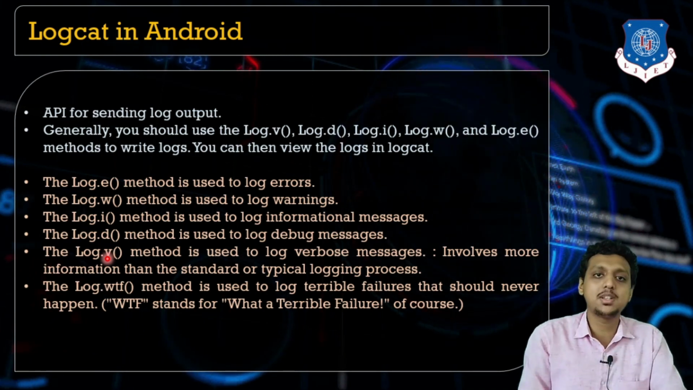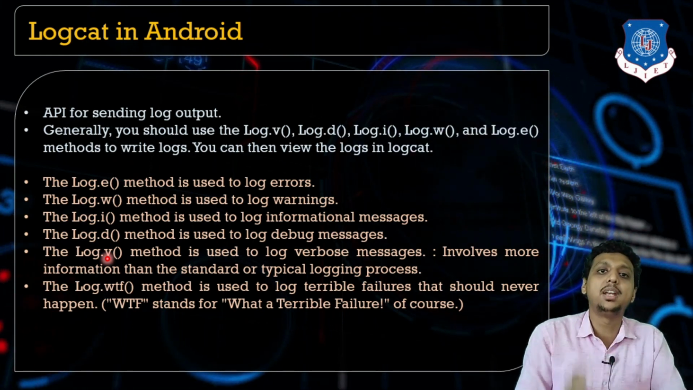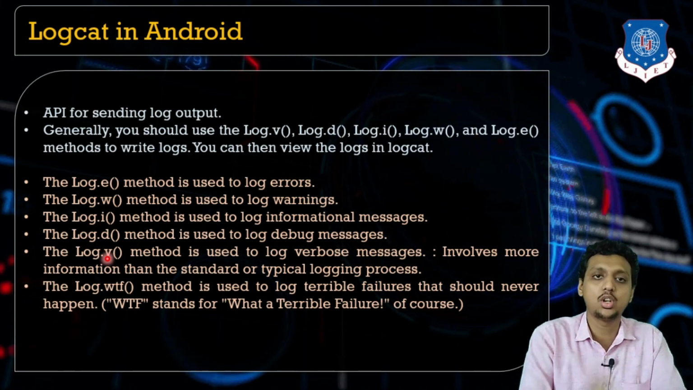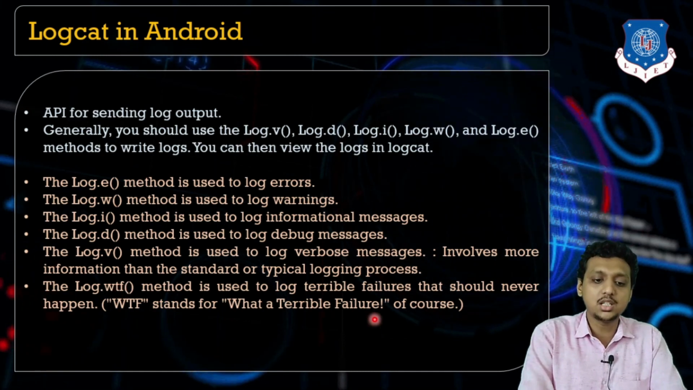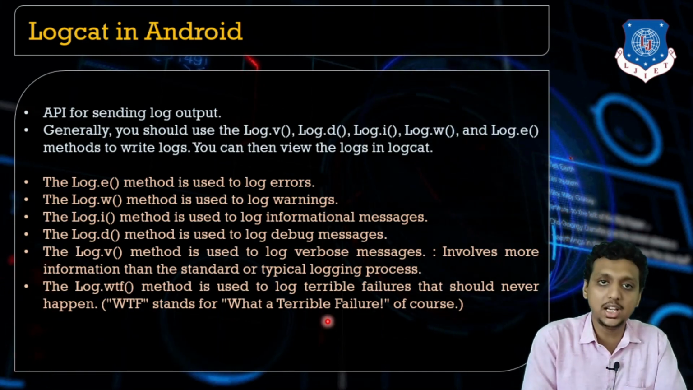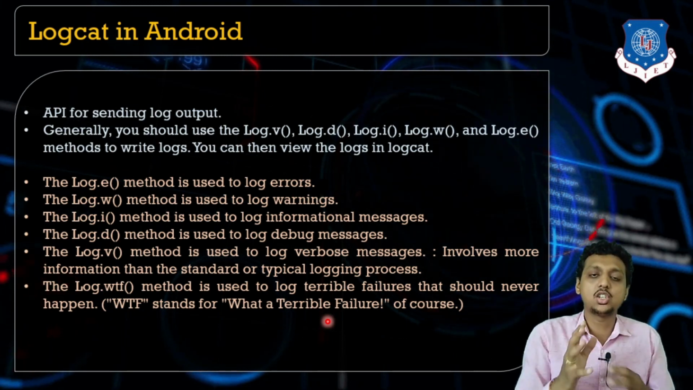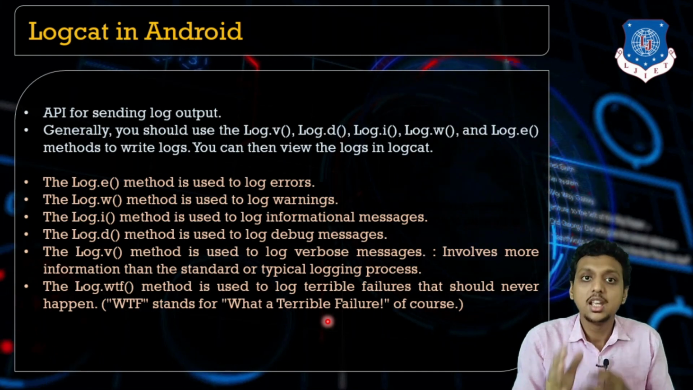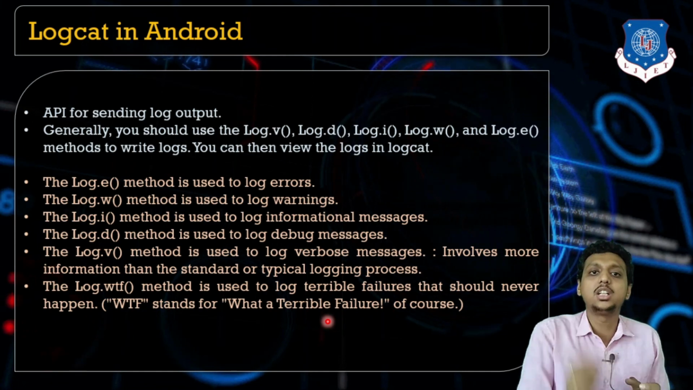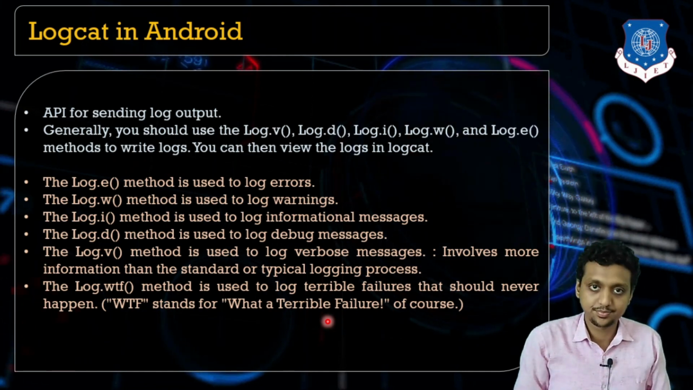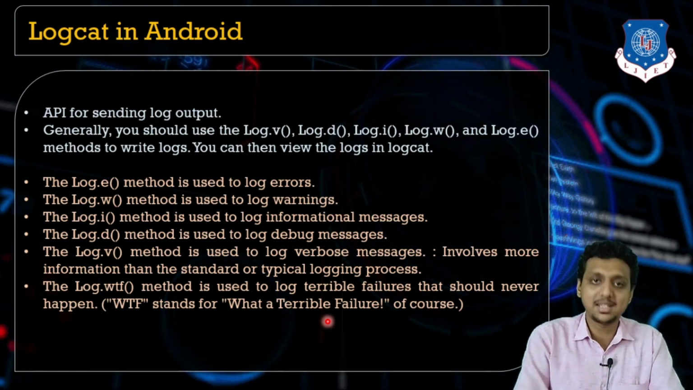When you talk about verbose messages, that means it contains not only abstract information, it contains very brief introductions, or we can say detailed information of a message. Next, WTF. WTF stands for, students, what a terrible failure. It means if somehow our application fails, the application running is stopped during execution and it goes into terrible failure, then those messages can be shown or written under Log.wtf. So this is how, students, you can show your Logcat messages.